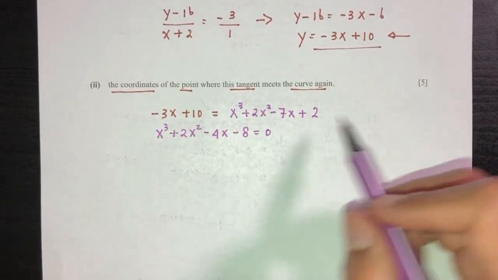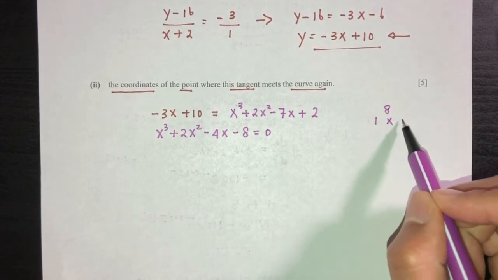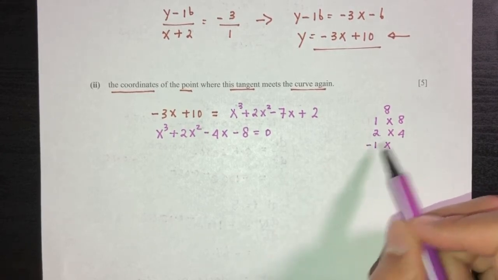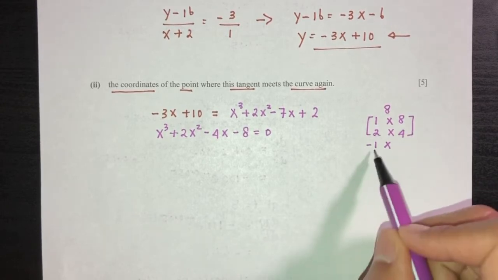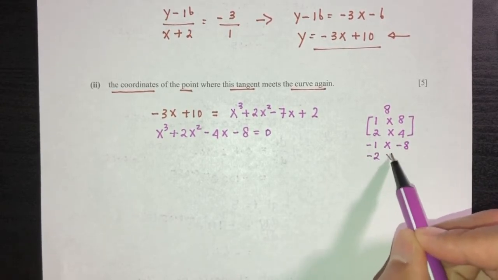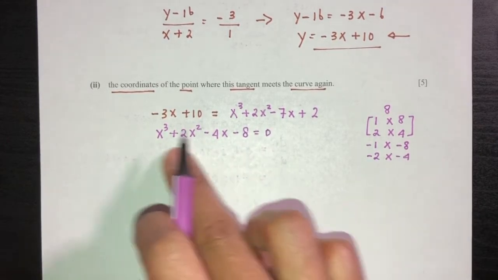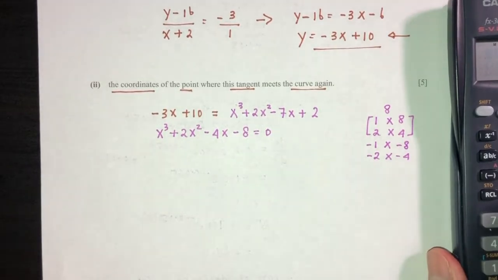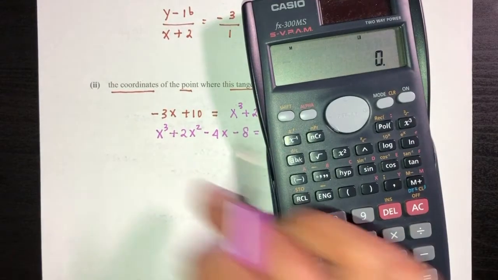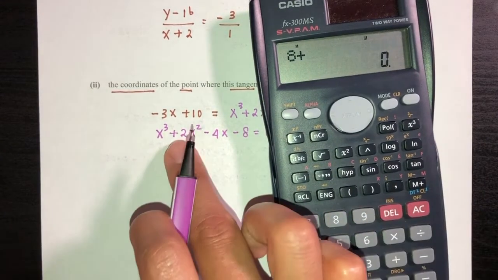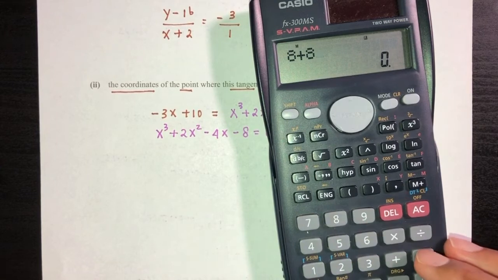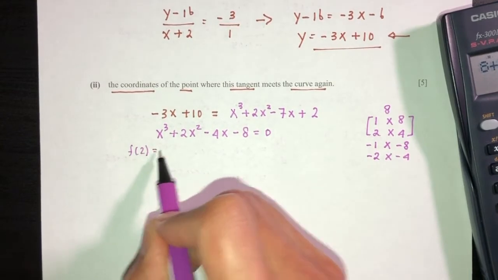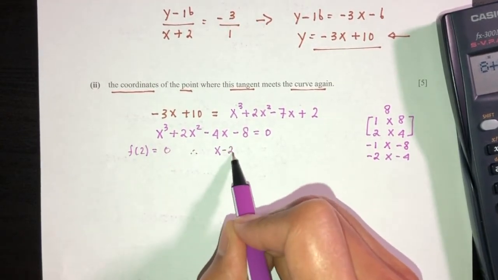We have to solve by trial. So what are the factors of 8? We know 8 is 1 times 8, 2 times 4, and we can also write minus 1 times minus 8 or minus 2 times minus 4. So let's check for which values of x that becomes 0. Let's take the value 2. So 2 cubed will be 8 plus 2 squared times 2, that will be 8 as well, minus 8 minus 8. Okay, so we have found that f of 2 is equal to 0, which means x minus 2 is a factor.